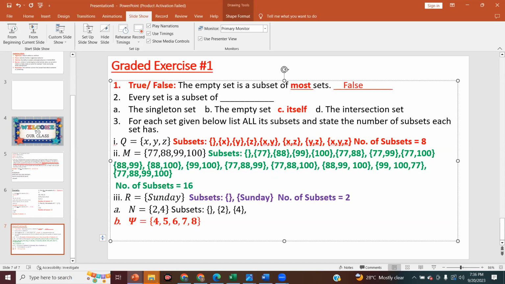And then what else? It could be all together, the set itself: 2, 4. So how many sets do we have? The number of subsets, sorry. 4. Very good. The number of subsets is going to be 4.